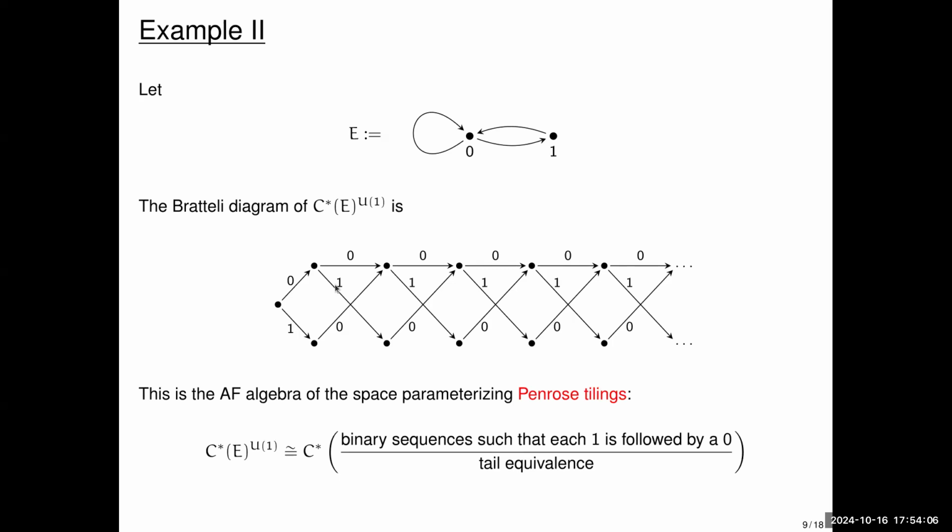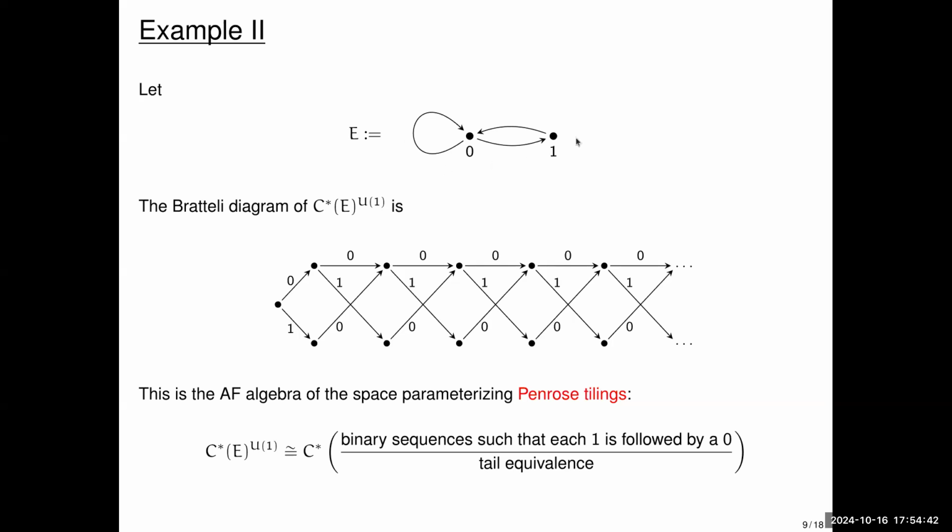So what is this C-star algebra? Maybe before showing, I should have asked the question to the audience. They could have guessed. So this is the AF algebra of the space parametrizing Penrose tilings. It means that it's the same as the convolution algebra of the groupoid, the relation, where the set is binary sequences where each 1 is followed by 0, and the relation is the relation of tail equivalence. So these are isomorphic. It's amazing that you reverse one arrow and you have a C-star algebra of one of the quantum real projective planes.